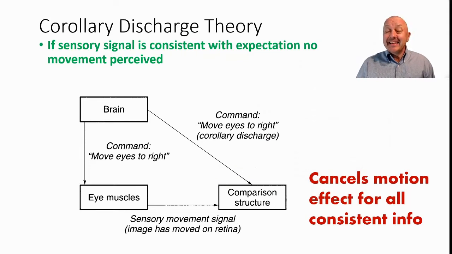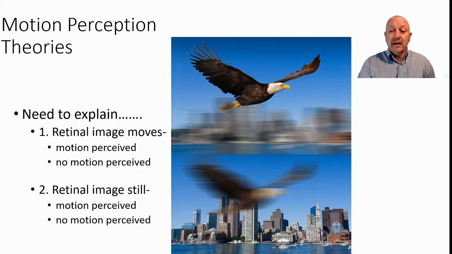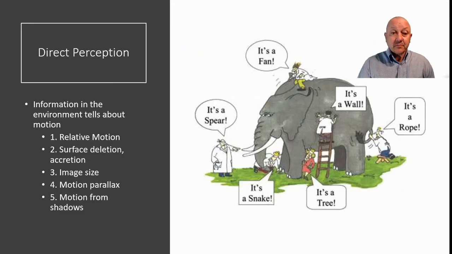But if something is inconsistent with that, so if you move your head and then there's something that stays right there, then the system can detect that you're tracking something, because that's not moving on the retina. That's an unexpected event given that you're moving your head, and so the unexpected stuff is perceived as motion. So corollary discharge theory can take care of these four different phenomena: when the retinal image moves and when the retinal image is still.